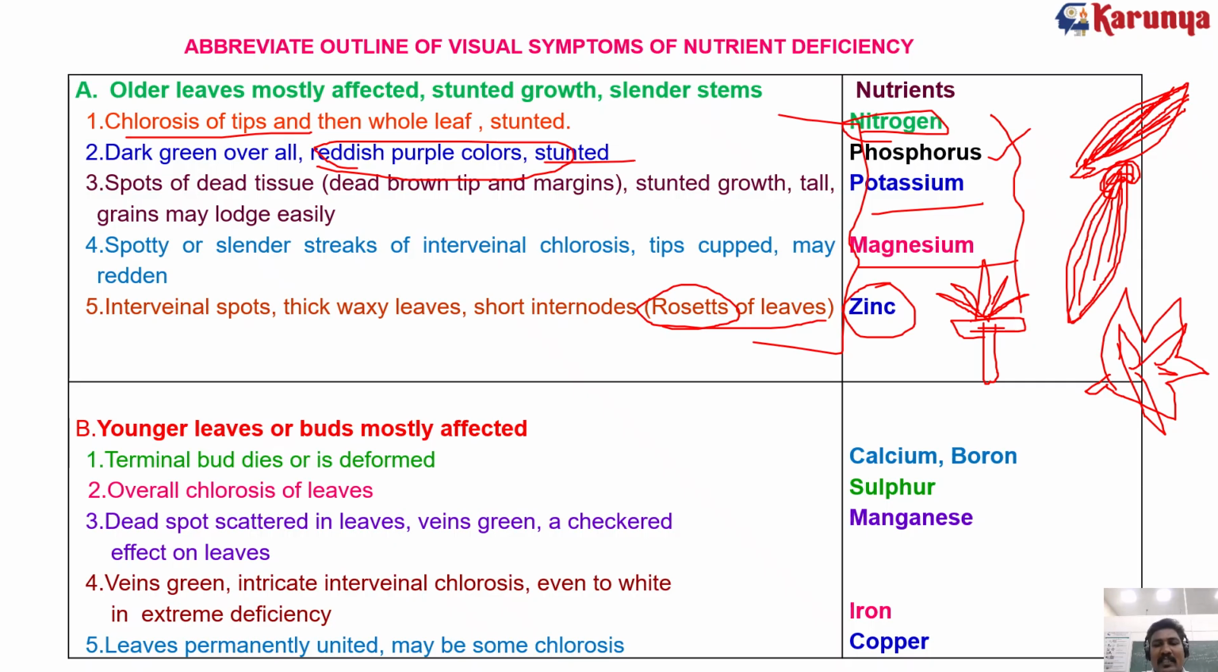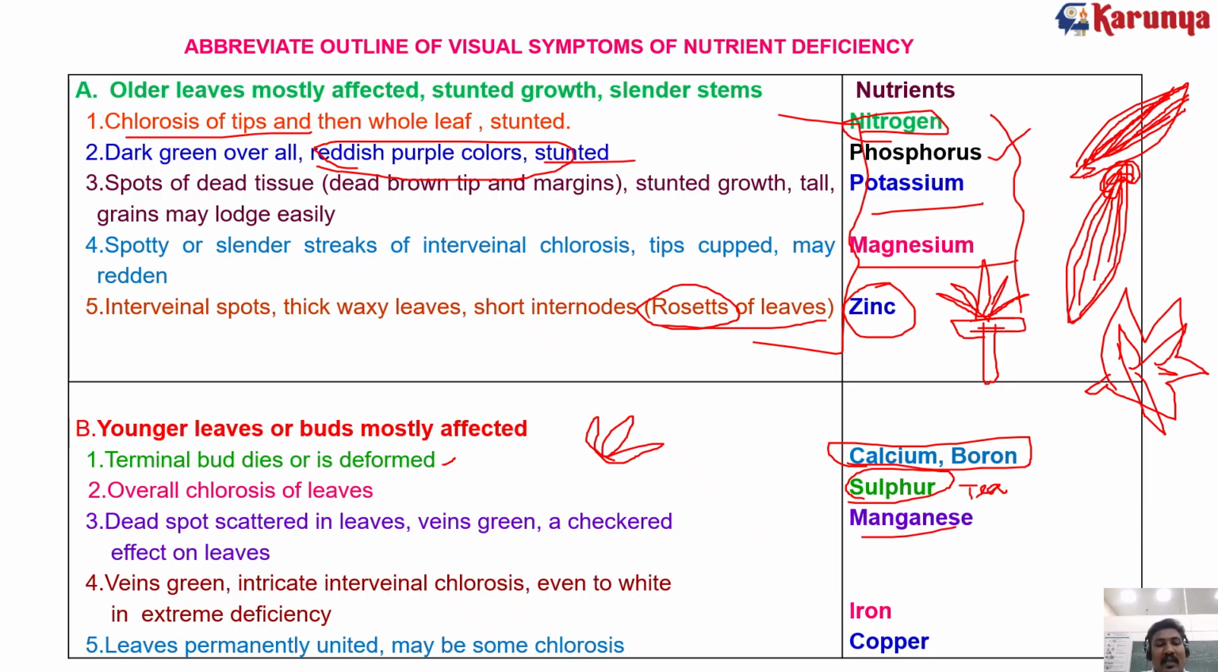The next are calcium and boron. They are immobile nutrients. They always show deficiency symptoms on the growing tip of the plant. The terminal bud dies or is deformed. The terminal bud, the growing tip of the leaf, will get dried. Then sulfur: overall chlorosis of leaves. Especially tea is an indicator plant where you can see clear deficiency symptoms of sulfur. The complete leaf will turn yellow.